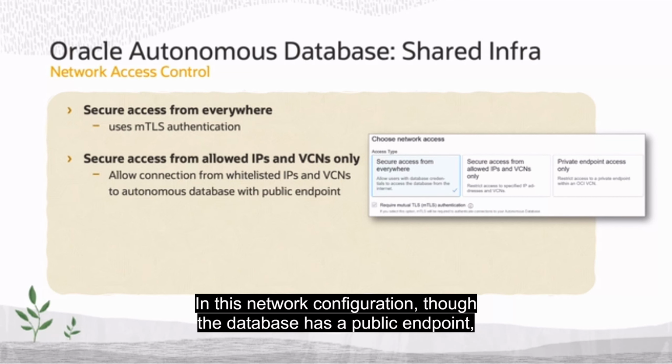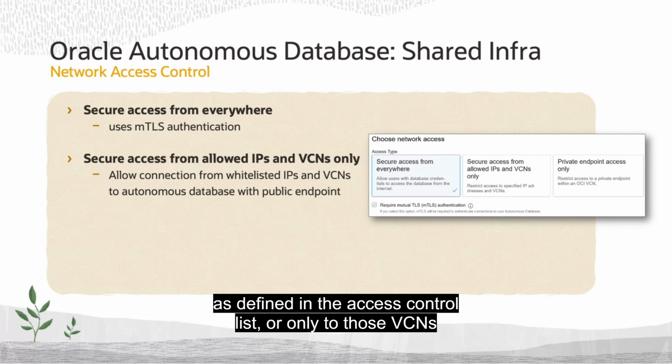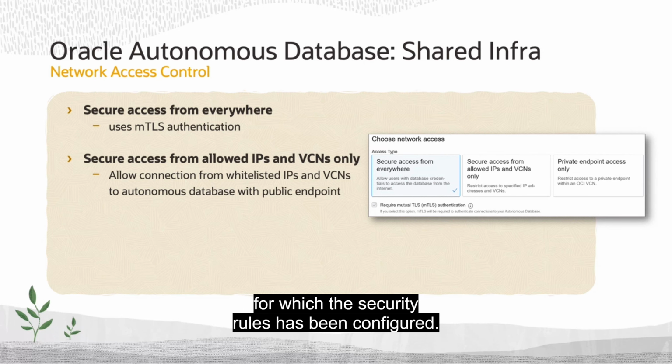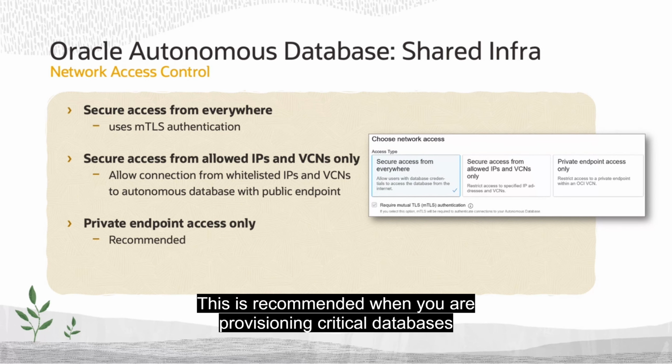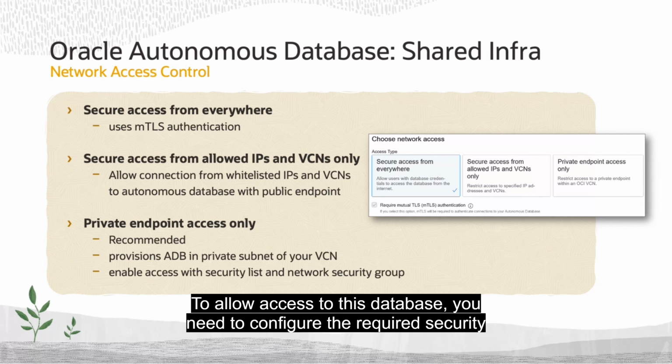In this network configuration, though the database has a public endpoint, it cannot be accessed by all clients over the internet. This limits access only to whitelisted IPs as defined in the access control list, or only to those VCNs for which the security rules have been configured. Third type is the private endpoint access. This is recommended when you are provisioning critical databases in the cloud. You deploy a database in the private subnet of your VCN that creates a private endpoint for your database. To allow access to this database, you need to configure the required security rules and network security groups.